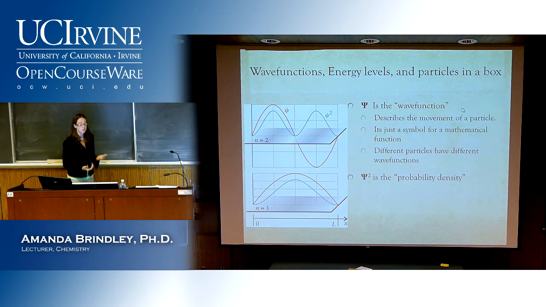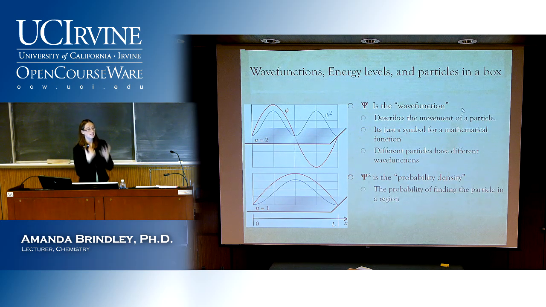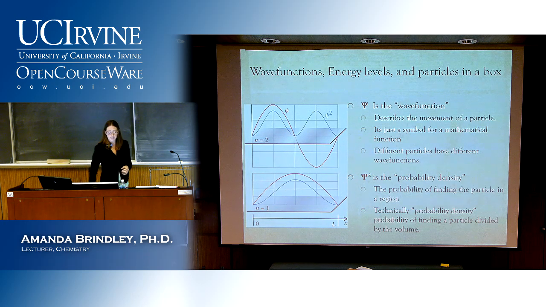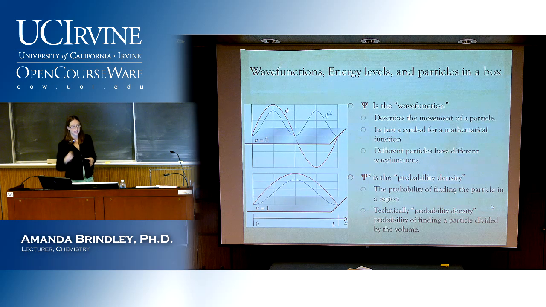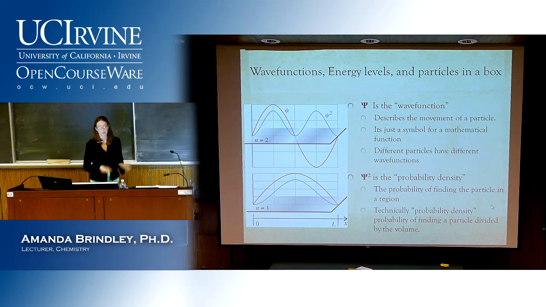Now we have something called psi squared, or the probability density. What this is going to give us is the probability of finding a particle in a particular region. So if we say we want to find the particle from here to here, what is the probability that it's going to be there? That's what we can gain from the probability density. Now, keep in mind, if the wave function, or psi, is a mathematical function, what is psi squared? Well, it's that function squared. So that's why it's called psi squared. Technically, the probability density is the probability of finding a particle divided by the volume. That's just a technical thing to make the numbers work that I wanted to add here, but don't worry about that too much.